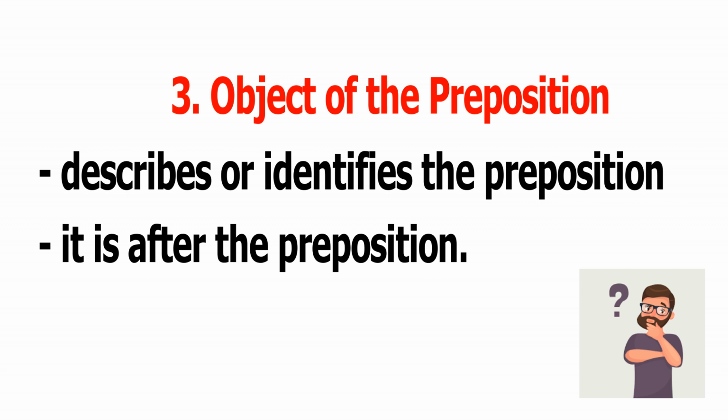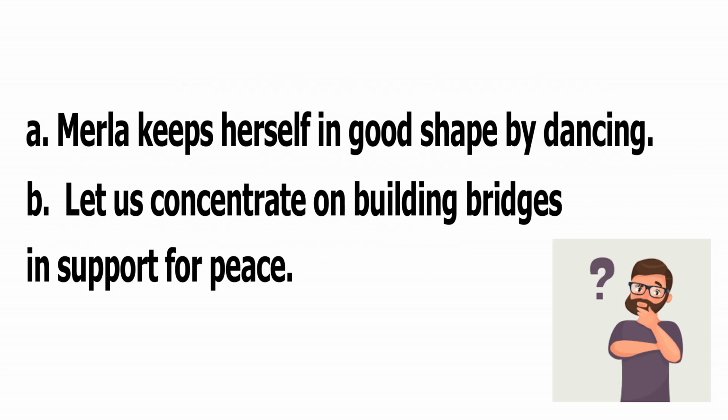The third function of gerund is object of the preposition. It describes or identifies the preposition, and always remember it is after the preposition. Examples of prepositions are the following: in, on, at, by, below, and many others. Please have these examples. Merla keeps herself in good shape by dancing. Let us concentrate on building bridges in support for peace.